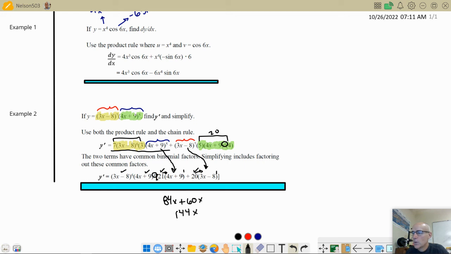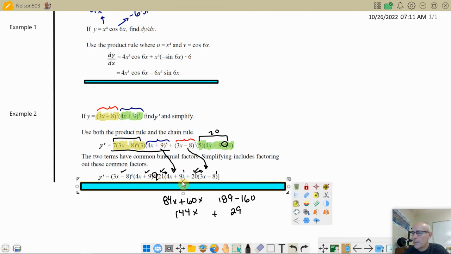And then I've got 21 times 9, which is 189. So then I got 189. And I got 20 times 8. Now that's a negative, so I get minus 160. So 189 minus 160 is going to give me 29. So let's see if we have 144x plus 29. Boy, it's a lot of pressure on me. I hope I didn't make a mistake.